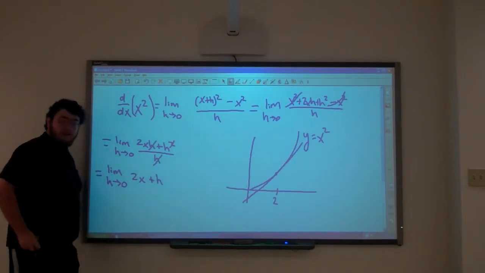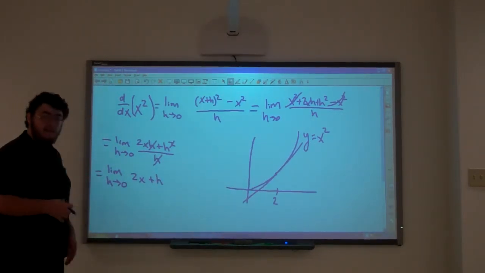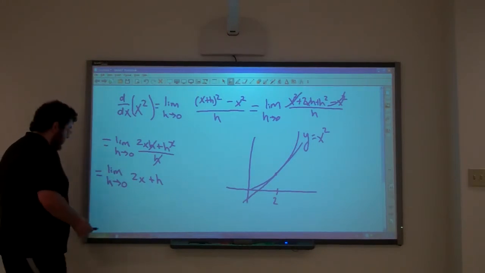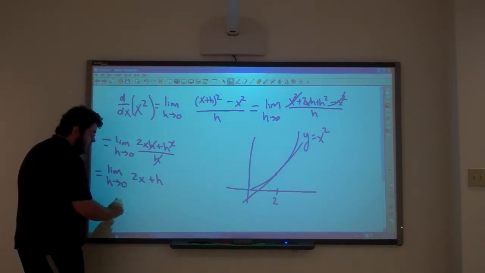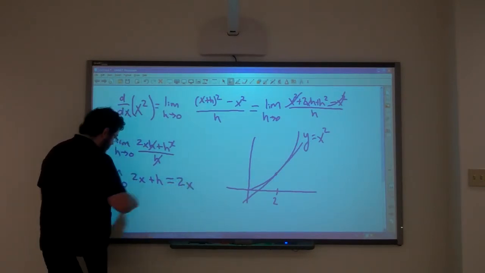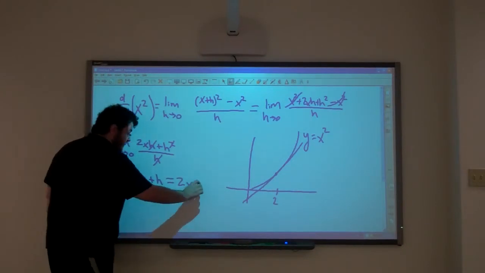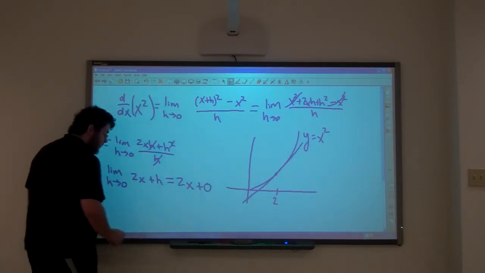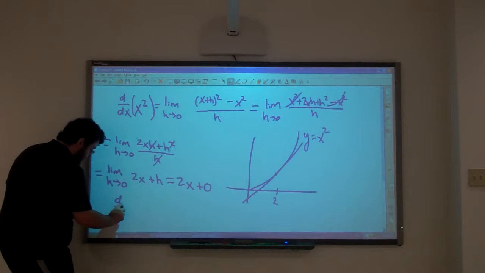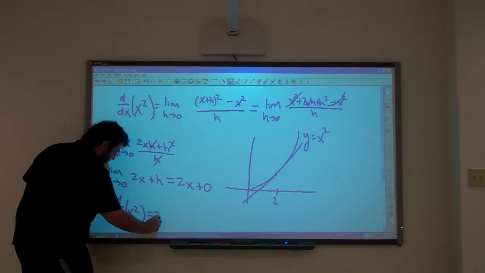plus h. Now remember back to your limit rules, when you have a limit of a sum, you can just apply the limit to both terms in the sum. So limit as h goes to 0 of 2x, well that doesn't change anything because it doesn't have any h dependence. And the limit as h goes to 0 of h is just 0. So we're left with the result that the derivative of x squared is equal to 2x.